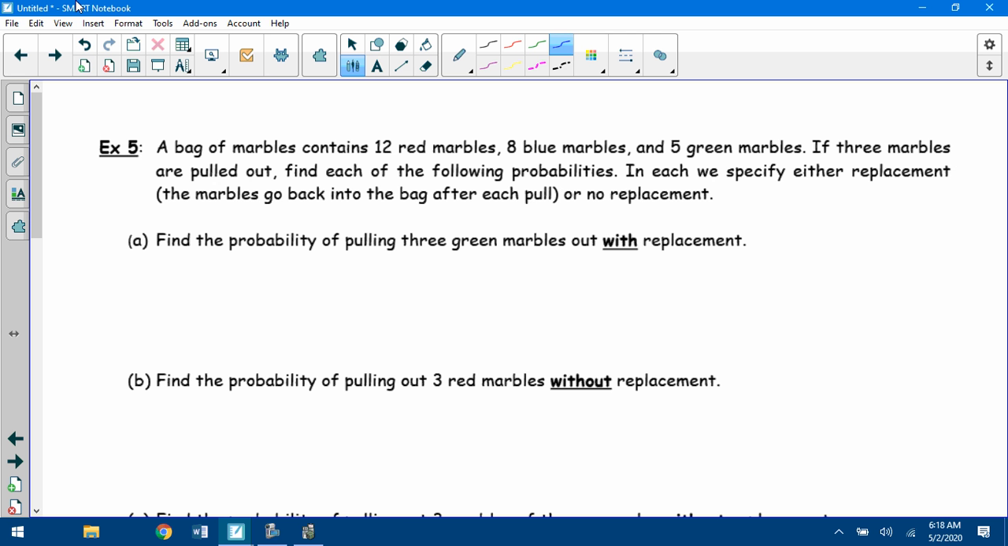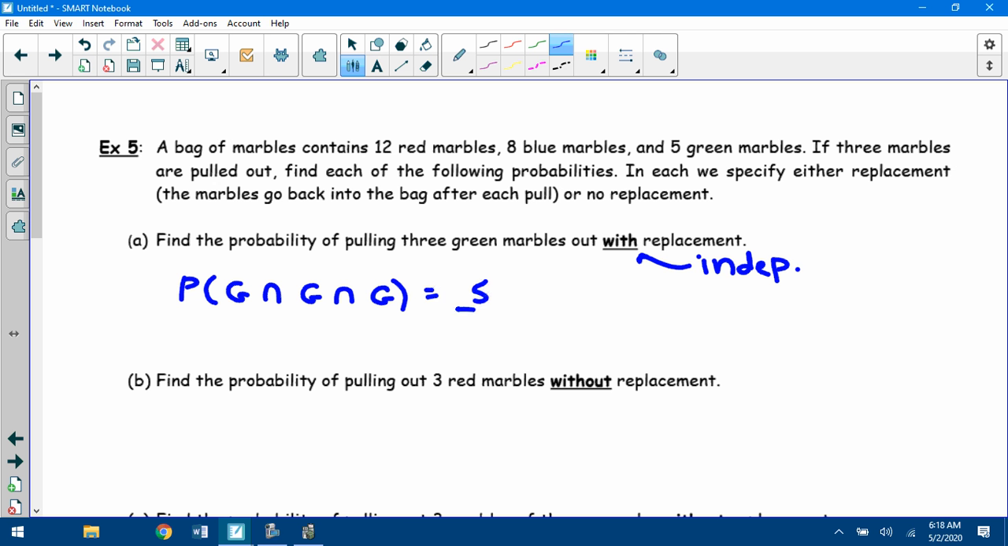Find the probability of pulling 3 green marbles with replacement. So with replacement, again, that means it's independent. So probability of green and green and green. We just got to multiply the probability of green 3 times.